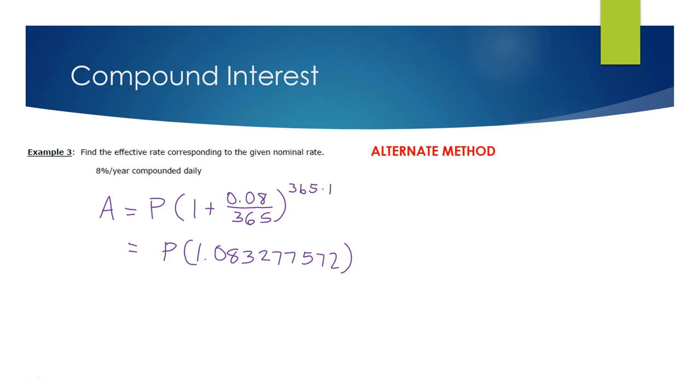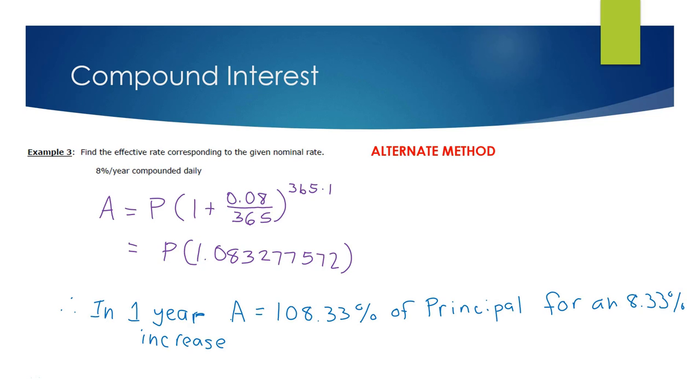What this means and how I would interpret that is that in 1 year, the accumulated amount is 108.33% of the principal, for an 8.33% increase. That 8.33% increase is what the effective rate is. That's how much we actually grew in that year.